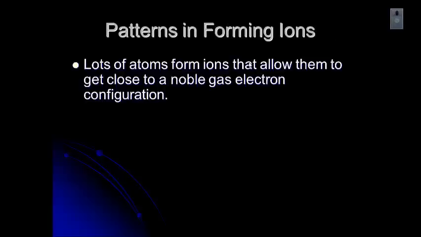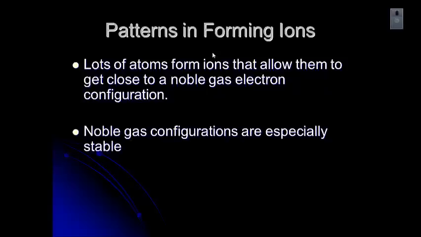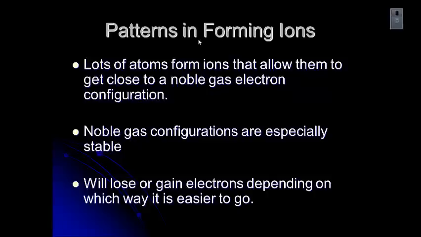The patterns that show are that atoms tend to form ions that let them get to or close to a noble gas electron configuration. And that's because they're really stable. And so the atoms want to be stable, and so they'll gain or lose electrons depending on which way it's easier to go. So if you look at oxygen, it would either have to gain 2 electrons to become like neon, so hopefully you're looking at your periodic table right now, gain 2 electrons to have the same number of electrons as neon, or it would have to lose 6 to have the same number as helium. Much easier to gain 2 than it is to lose 6. So let's look at that.